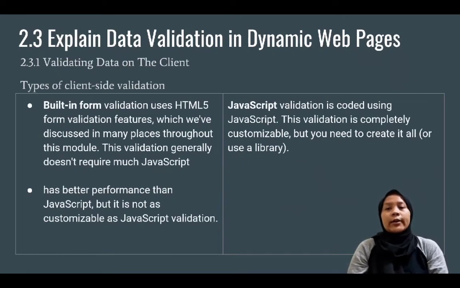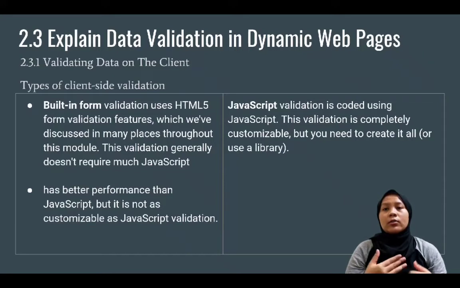For validation of data on the client, there are two types of client-side validation: built-in form validation and JavaScript validation. Built-in form validation uses HTML form validation features, which are discussed in many places throughout the module. The validation generally doesn't need JavaScript and has better performance than JavaScript, but it cannot be customized like JavaScript validation.